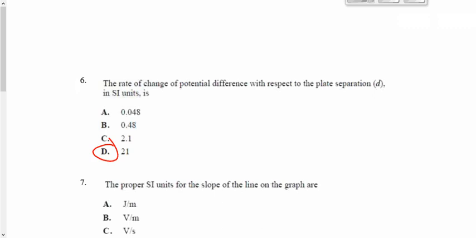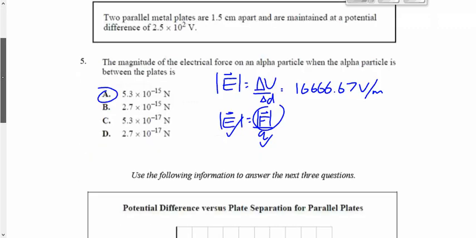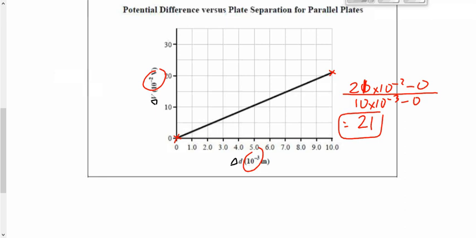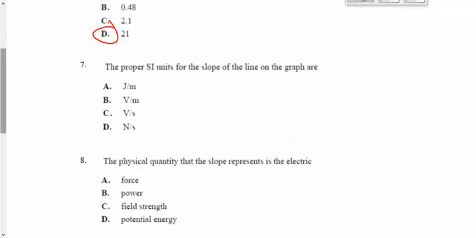Now we want the units for the slope. The units for the slope should be pretty easy. We've got y-axis is volts, x-axis is meters. The units are going to be volts per meter. The answer is B.